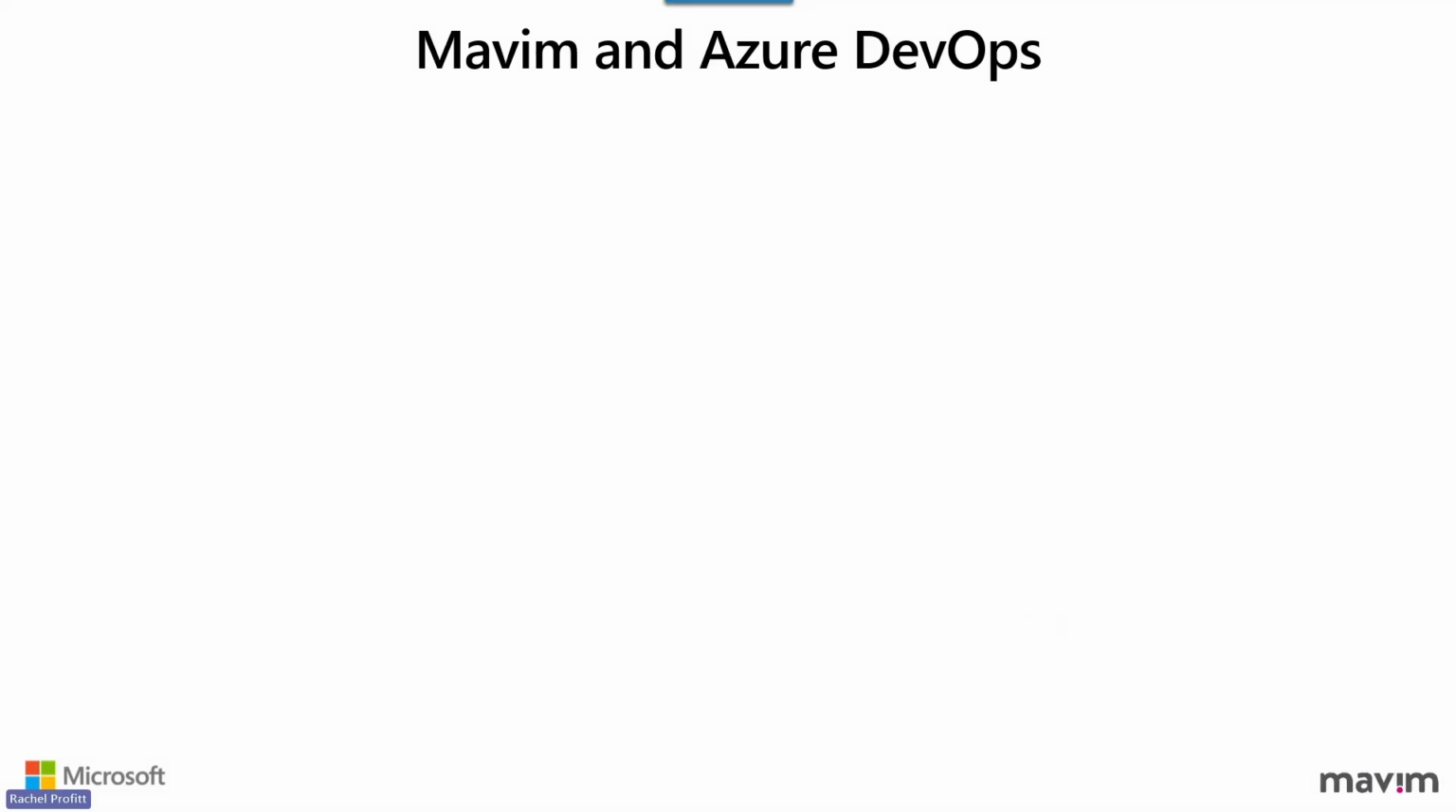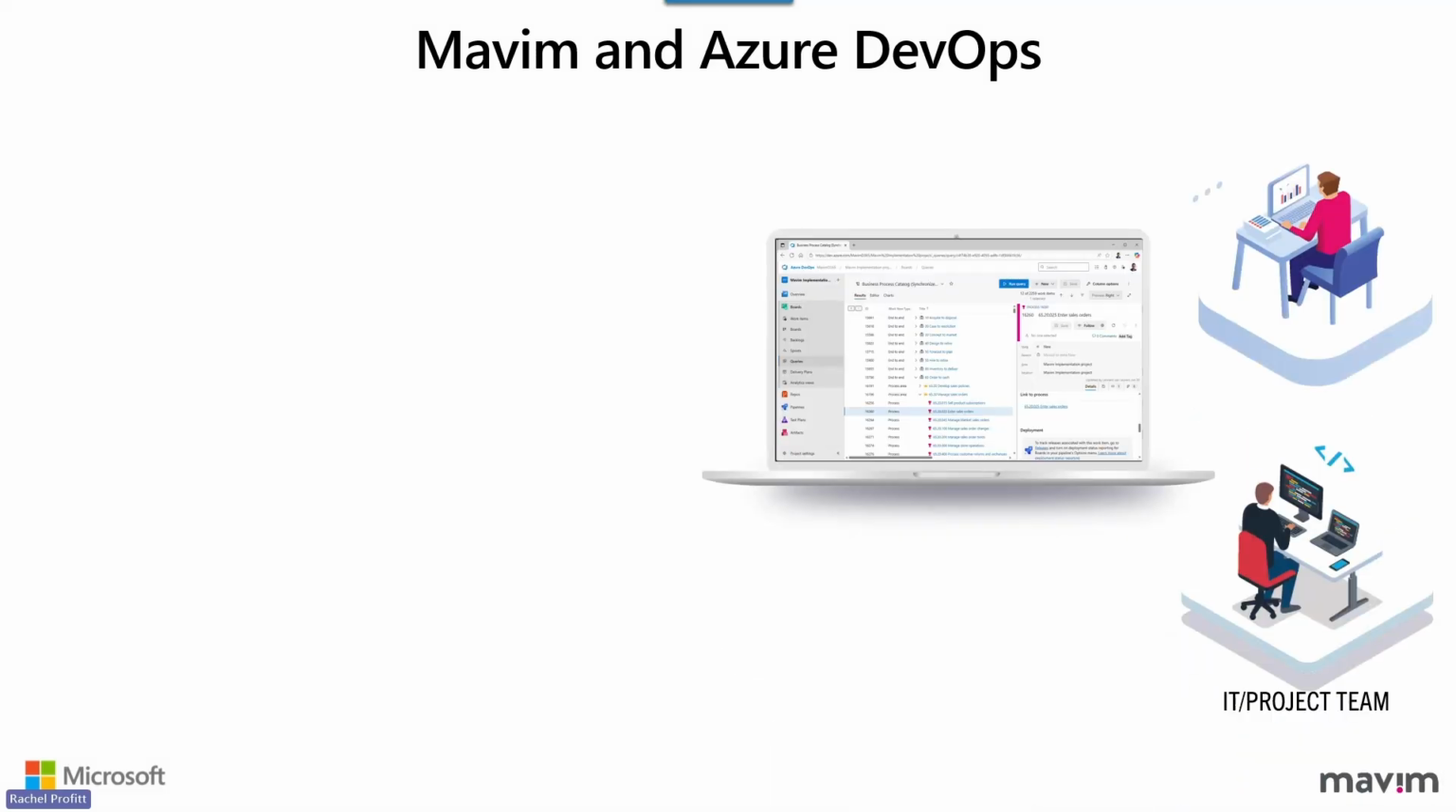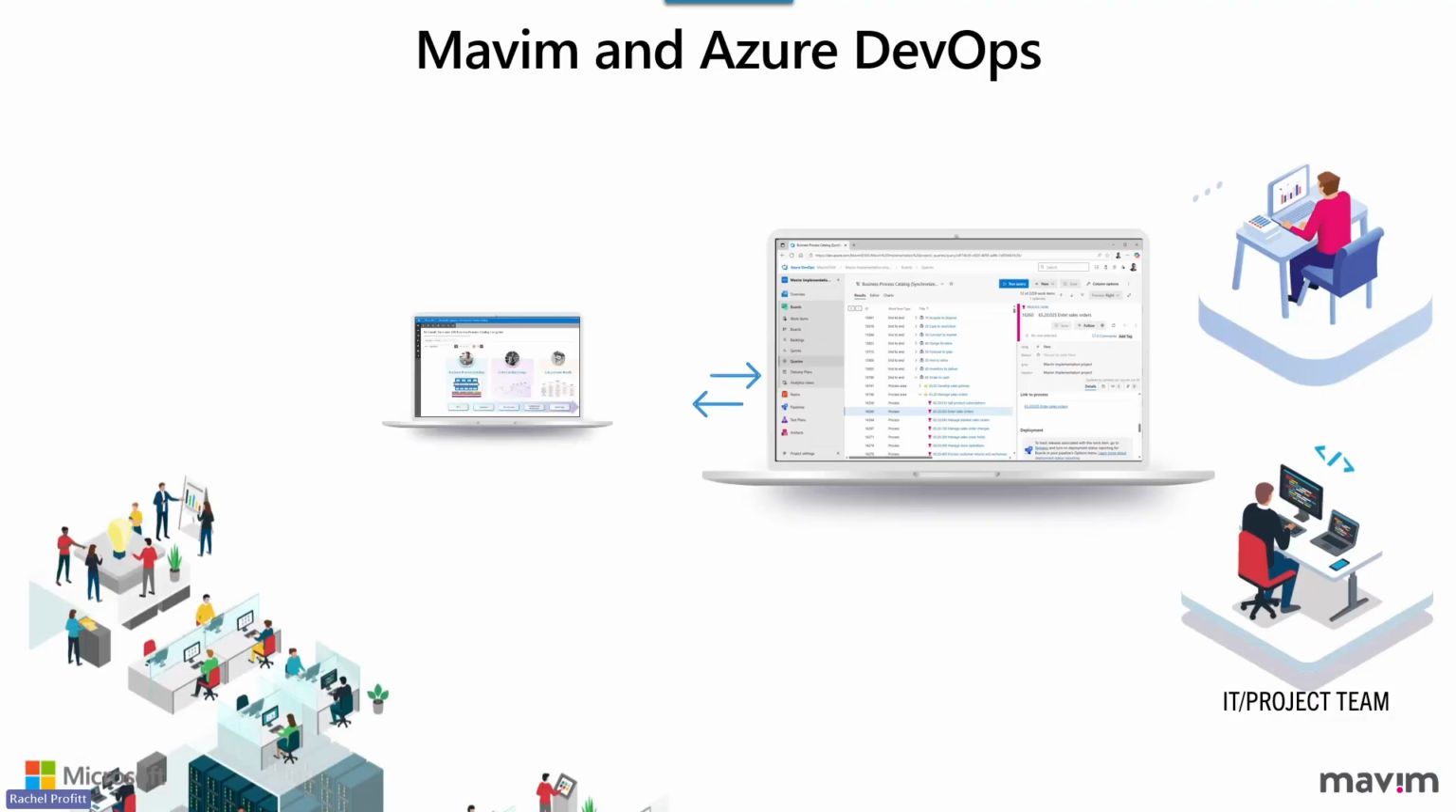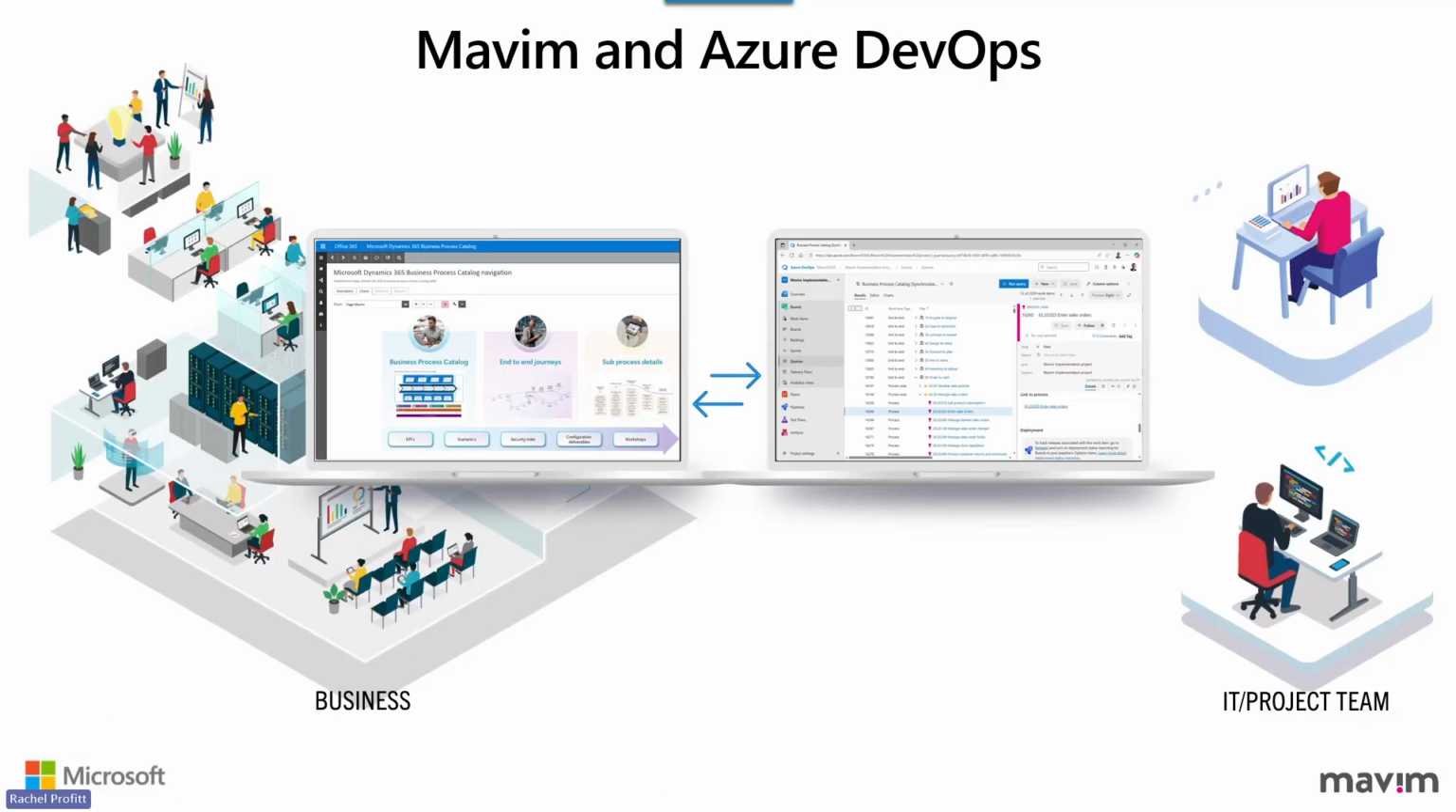This is one of the most common questions that I get, and so I wanted to talk through quickly kind of what this looks like. So Azure DevOps is designed for project management and for your IT and project teams to use. And Mavim is a business process management solution that's intended for your business users, business owners, your SMEs, etc., to use to document business processes, to put your standard operating procedures in, and have that help, if you will, for the application.